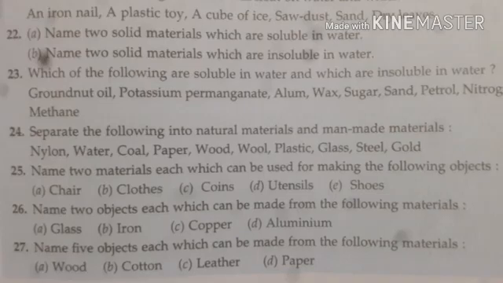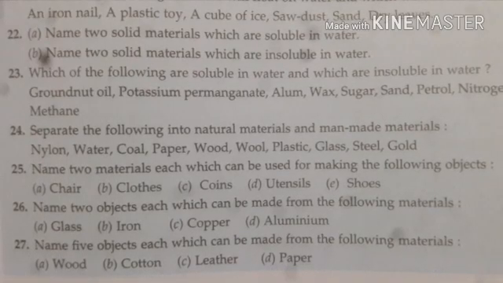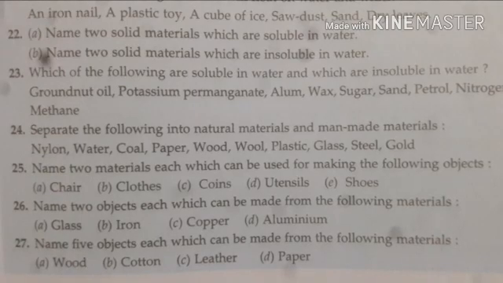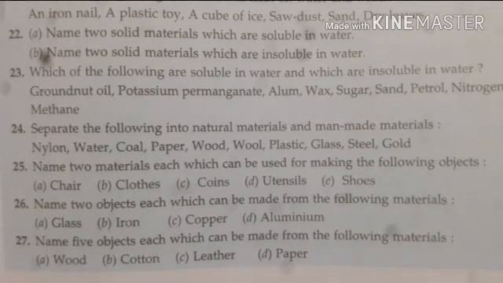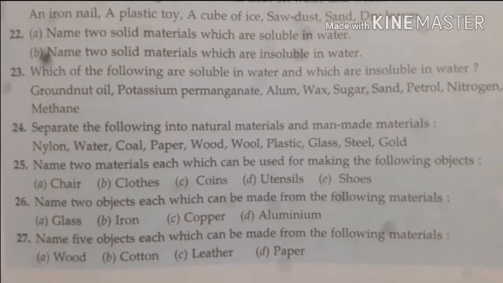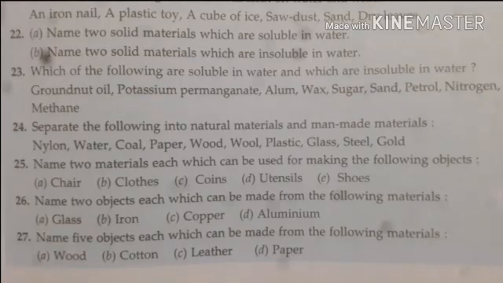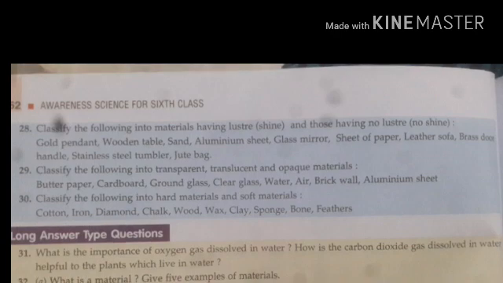Cotton, cloth, pillow, quills, mattress, they are prepared by cotton. Leather, shoes, bags, belts, handbags, etc. Paper, book, notes, etc. 28th question, classify the following materials having luster and those who don't have luster.